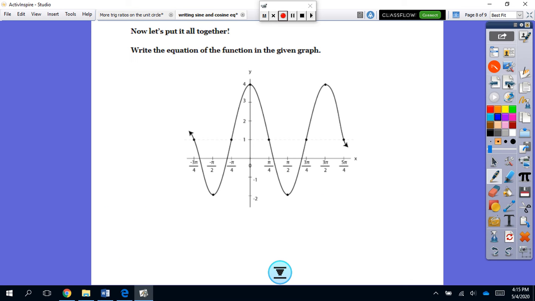Now I'll put it all together. Don't forget, it's always important to find the midline first. So this one, the midline is right here. It's already kind of marked on it, but the midline is right there. Okay, so I want to find A. First I want to see if it's cosine or sine. And it's cosine because it doesn't start on the midline. And it's positive because it starts at the max. And that looks like 1, 2, 3 units, so A is positive 3.